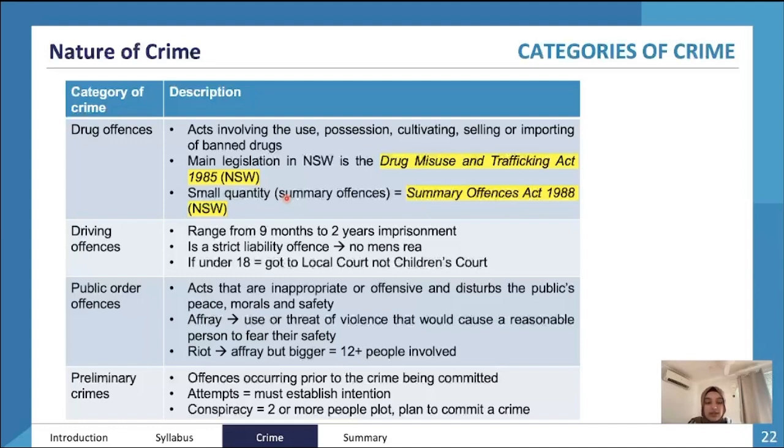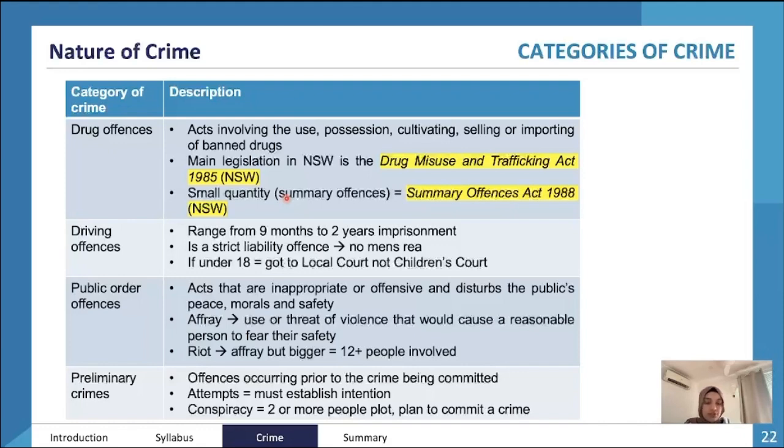Preliminary offences or crimes are offences that occur prior to the crime being committed. The example that I always give to students is before you start your HSC, you have to go through prelim. Preliminary essentially means before the act, right? So before your HSC, you go through prelim to prep for your HSC. In the same way, before the crime, you go through everything to prep for the crime. So those are prelim offences, everything prior to the crime being committed. For example, attempts: you must establish intention, which is really difficult, right? Compared to, for example, a strict liability offence where you're just caught speeding.